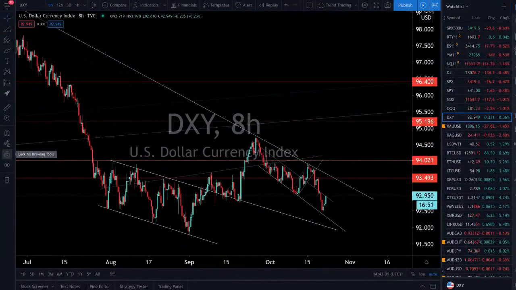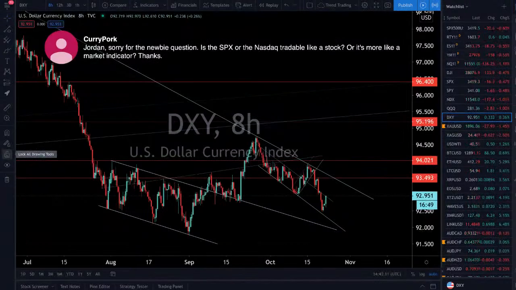So the question though is, on the SPX or the NASDAQ, is it tradable like a stock, or is it more of a market indicator? No, it's 100% tradable like a stock. Actually, it's preferable, in my opinion, to trading a stock.